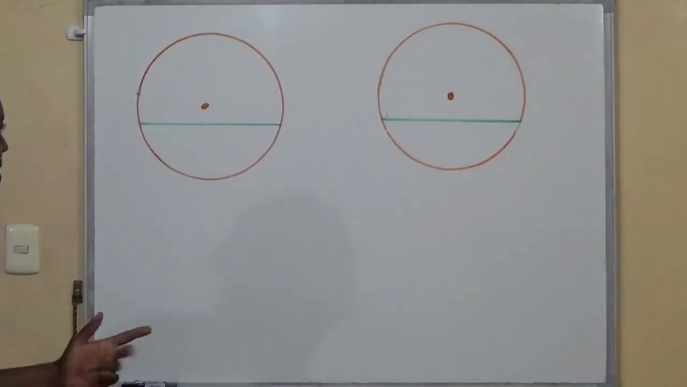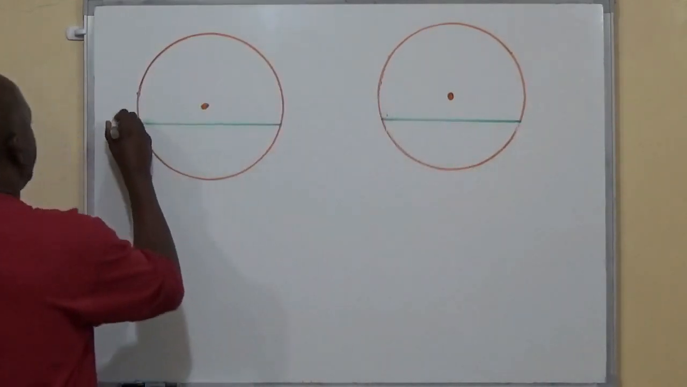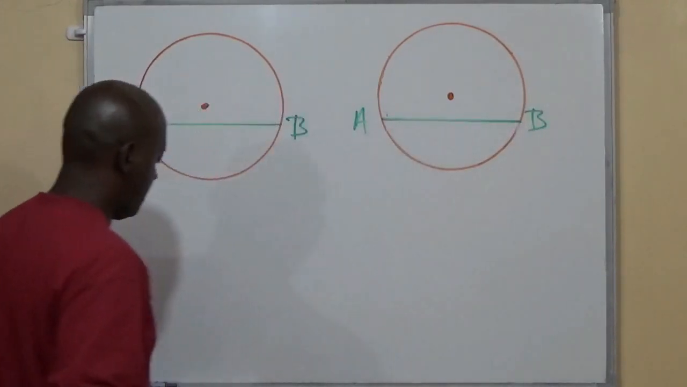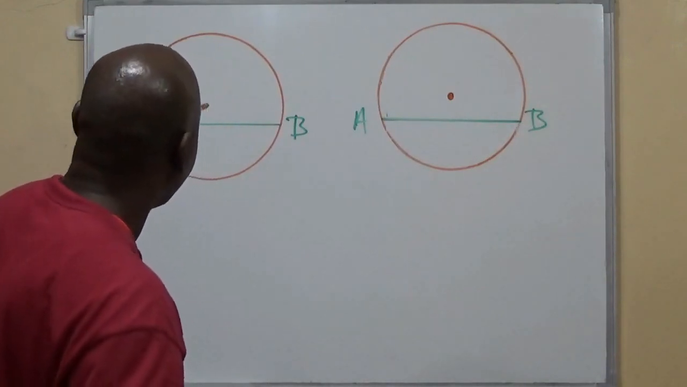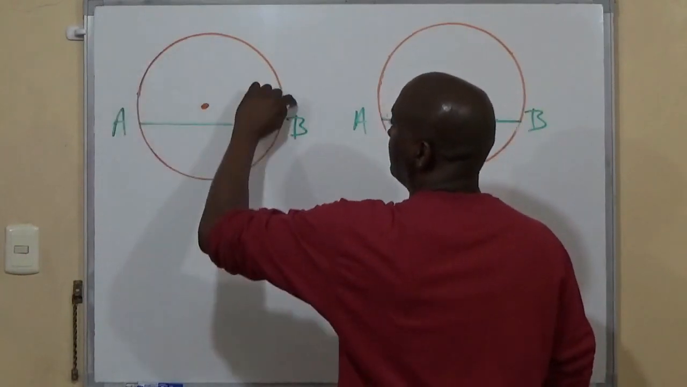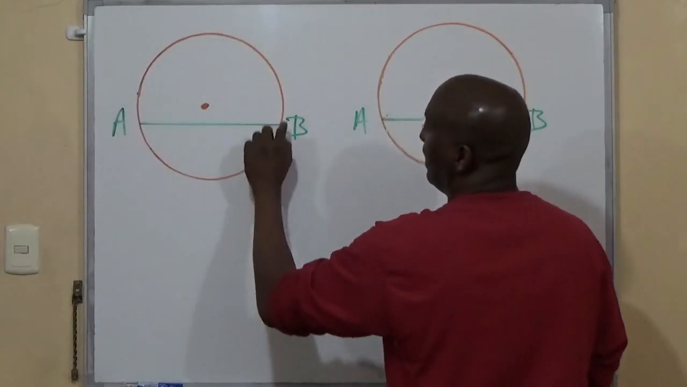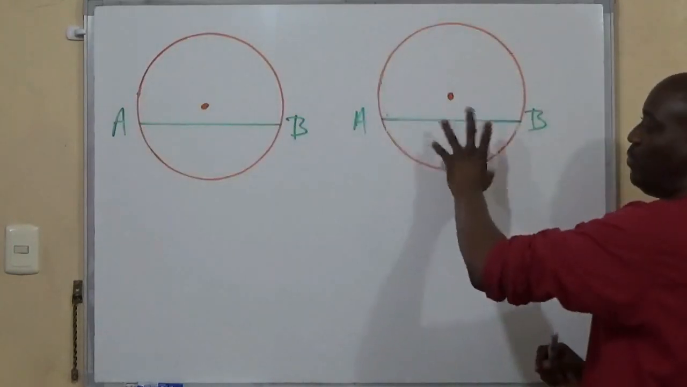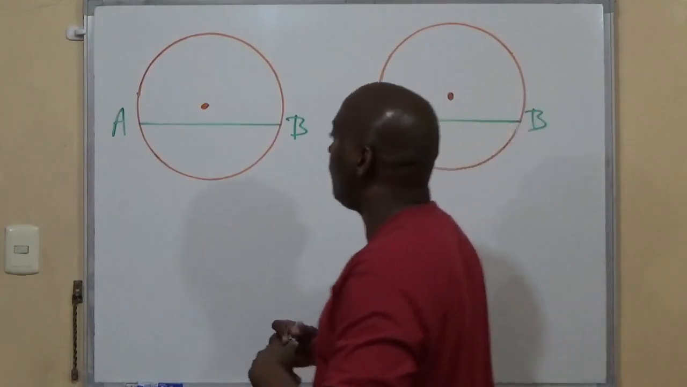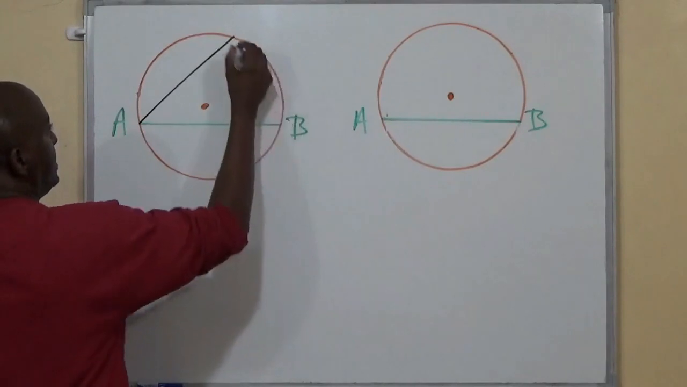Yeah? So let us start with the chord. We're going to name this chord AB. That's the chord A, B. Alright? So remember, of course, that we have a minor segment and a major segment. You have a minor arc and a major arc. Same thing would hold for this particular circle. So we could say that this chord AB subtends this angle in the major segment.